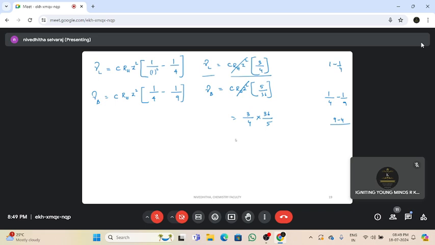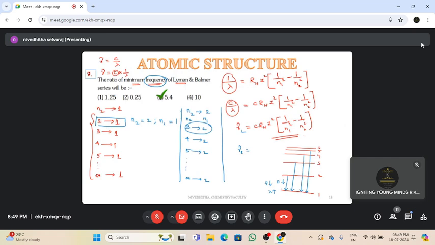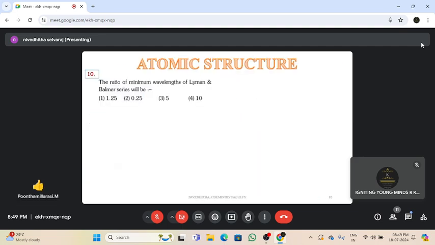What is 27 by 5? The answer was not in fraction. So 27 by 5 is 5.4. So answer is option C. Is that clear? Yes, ma'am. Okay, we'll move on to the next question.